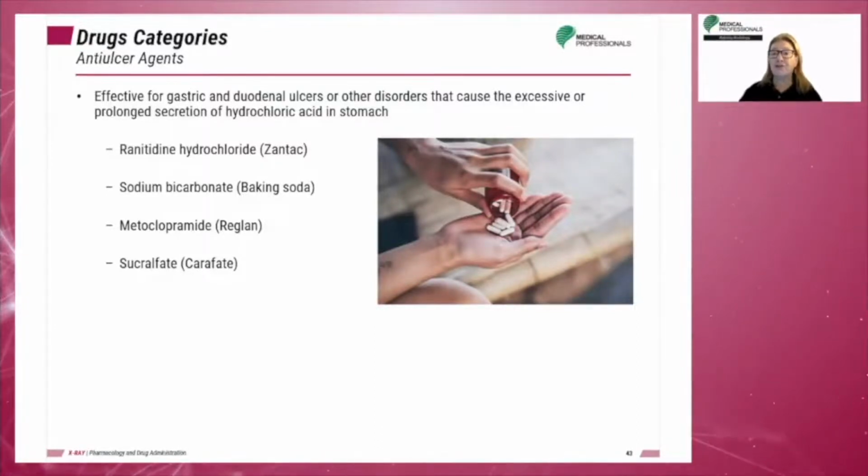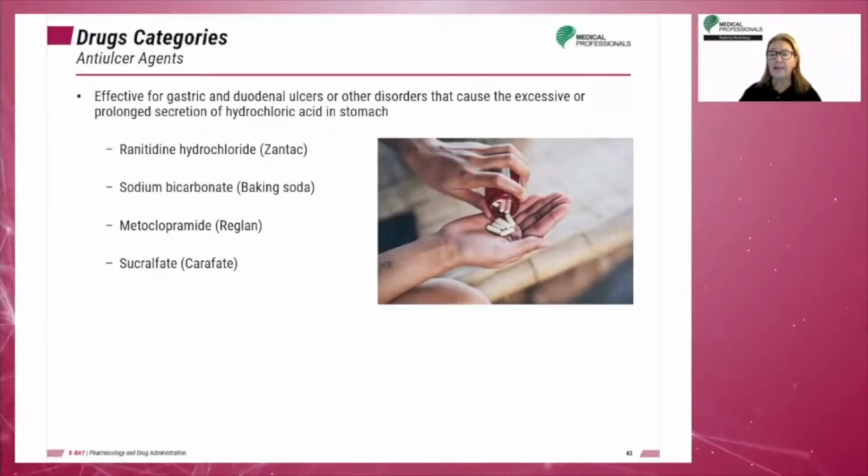Anti-ulcer agents are effective drugs for gastric and duodenal ulcers or other disorders that cause the excessive or prolonged secretion of hydrochloric acid in the stomach. Examples are ranitidine hydrochloride, or Zantac, or sodium bicarbonate, or baking soda.